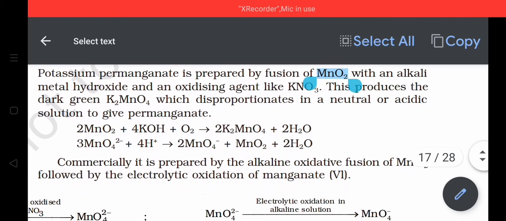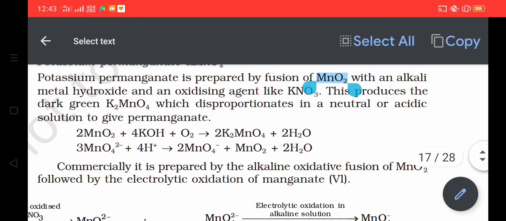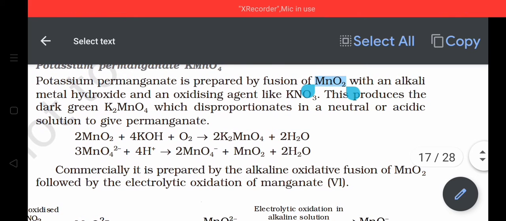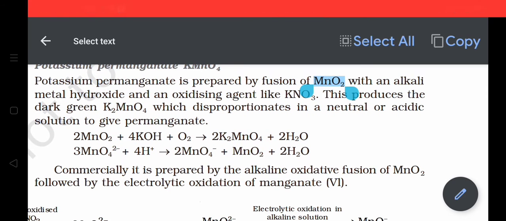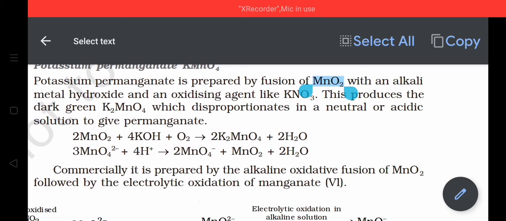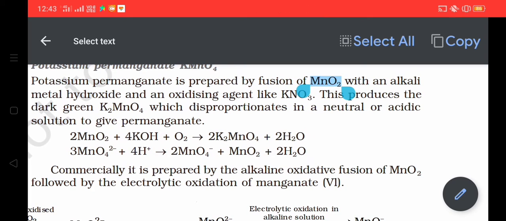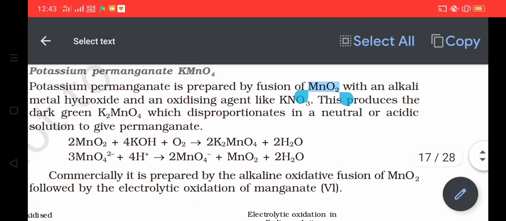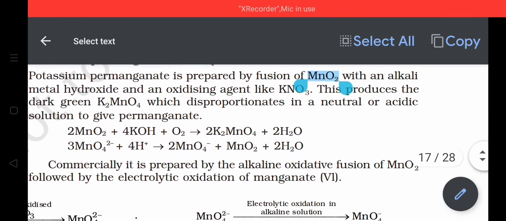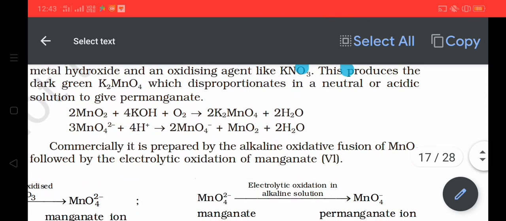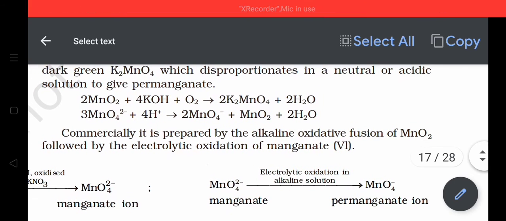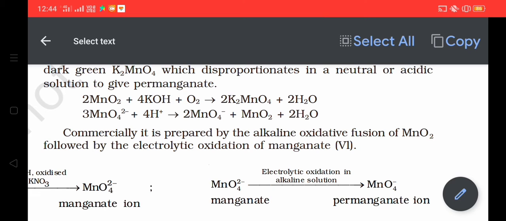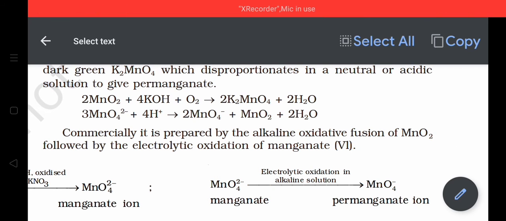So you can see the equation here: 2 MnO2 plus 4 KOH plus oxygen gives K2MnO4 plus 2 water. Here MnO2 is manganese dioxide, KOH is potassium hydroxide, O2 is oxygen. It is converted into potassium manganate, that is K2MnO4, plus 2 water. Now these manganate ions on acidification with H+ are converted into permanganate ions, represented as 2 MnO4- plus MnO2 plus 2 water.